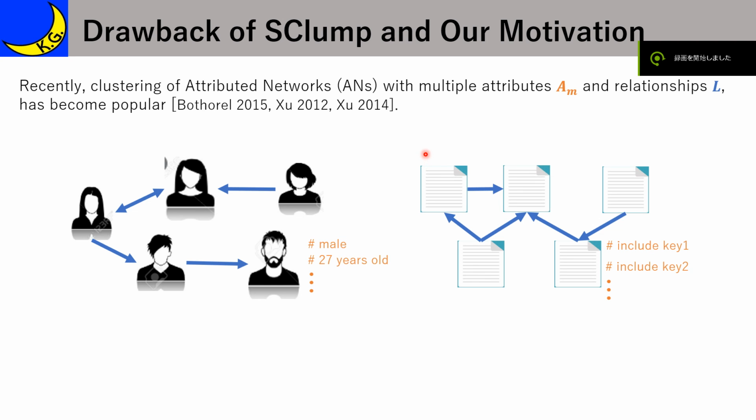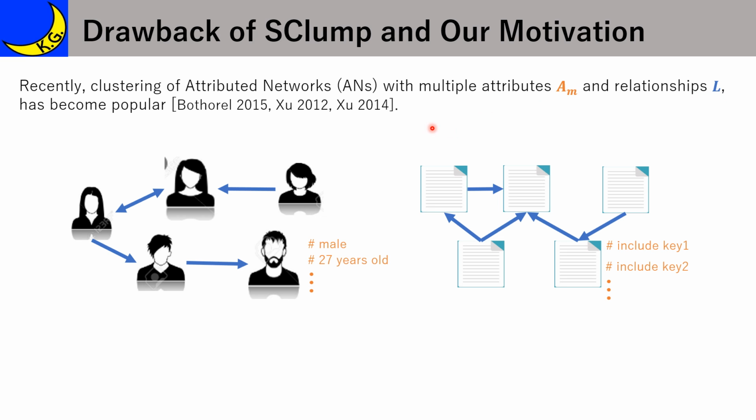In the previous slides, I told about an overview of SClump. So I'm going to explain the drawback of SClump and the motivation for our study. In recent years, clustering of attributed networks, ANs, which consist of multiple attributes AM and relationships L, has become popular.